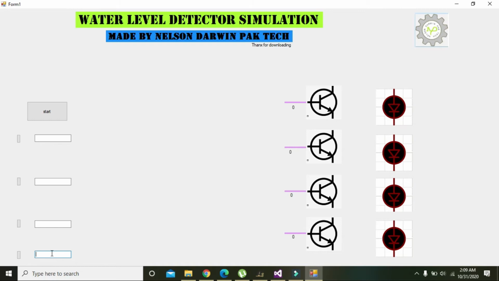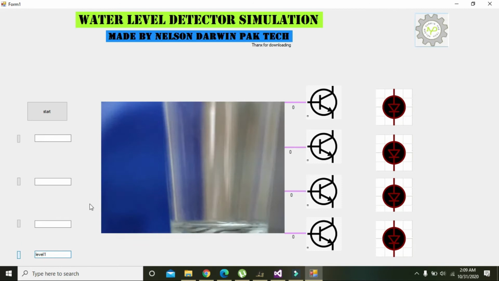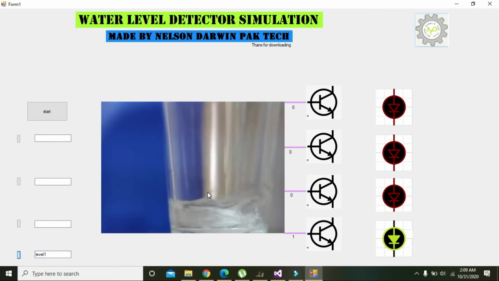So in this text box we will write level 1, and we will press this push button, and we will get that our water level is up to this mark, up to the mark of the first transistor, and not touching the second transistor. So the first LED is now glowing.